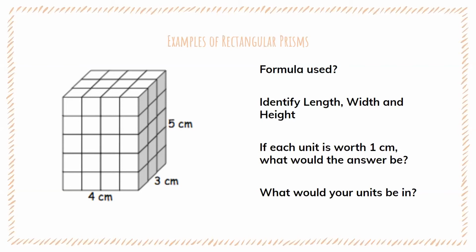The formula that we use is what I'm looking for. And then I want you guys to identify which one is the length, which one is the width, and which one is the height. You're going to write something like length equals 6 centimeters, height equals and so on, so you understand what I want for that. And then again, if each unit is worth 1 centimeter, what would the answer be? And what would your units be in? Again, I'll have you pause here for about 3 minutes to do that. If you can't complete it fully, that's okay. I will go over the answer with you, and then there will be an opportunity for you later to do those on your own.